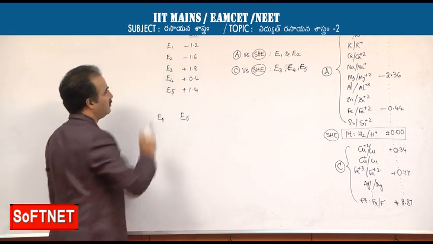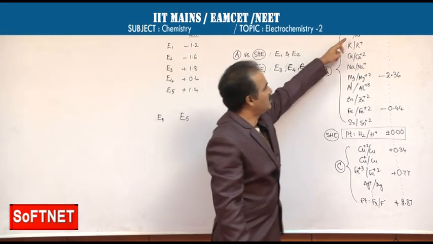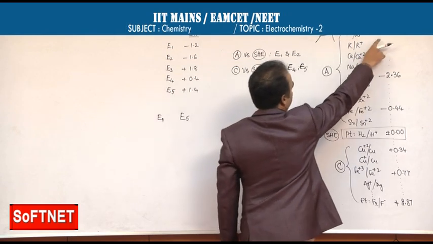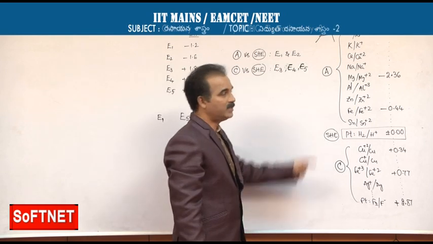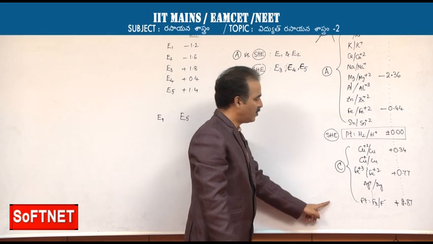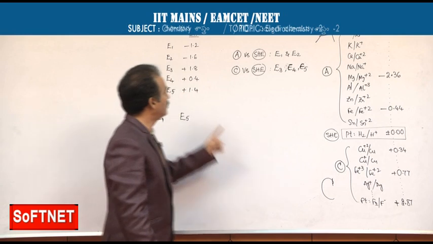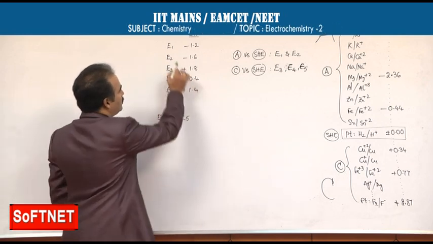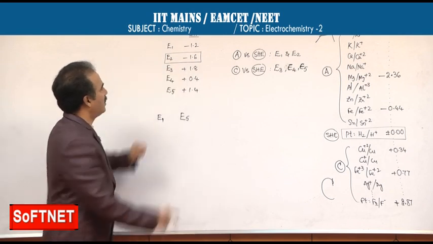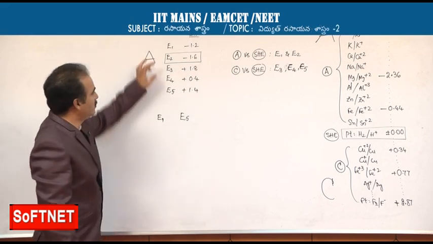So out of E1 and E5, which has great tendency to act as anode? The topmost one has the greatest ability to act as anode because its reduction potential is very less, means its oxidation potential is very high. So it is acting as anode, and the bottommost will have the great capability to act as cathode. Means out of all of them, E2 has highest ability to act as anode because its reduction potential is more negative. So this is anode.